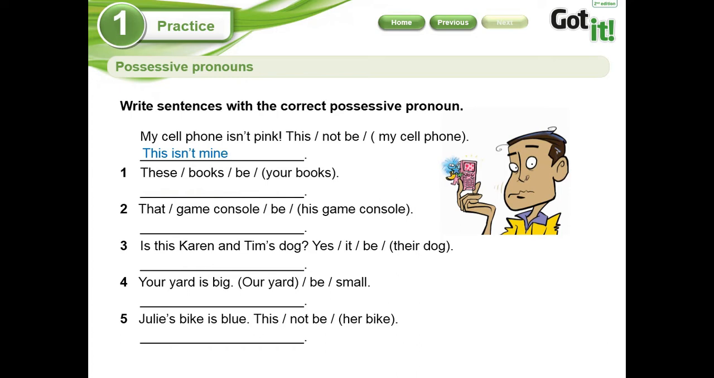Here it says write sentences with the correct possessive pronouns. My cell phone isn't pink. That's not my cell phone, so it isn't mine. So, what can you tell me about number 1?